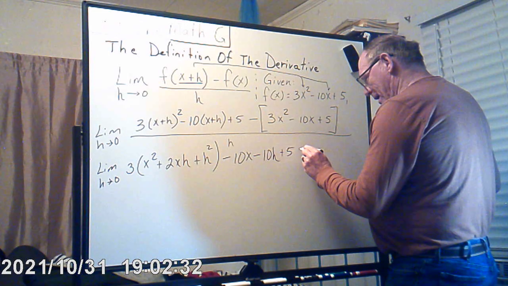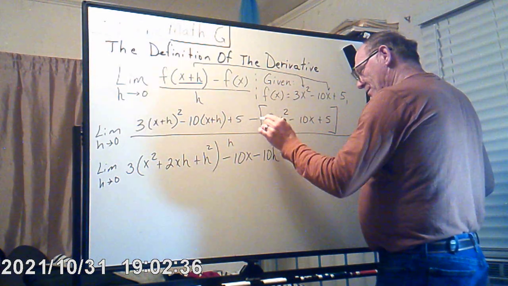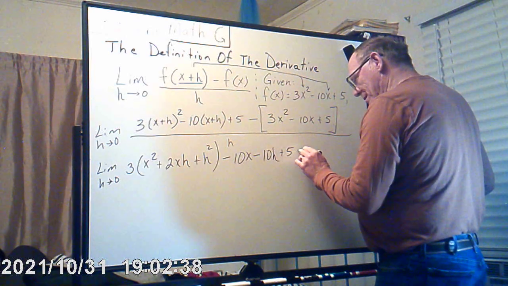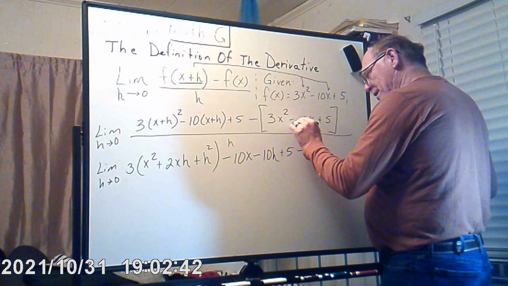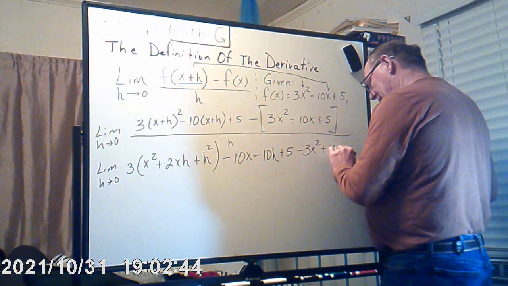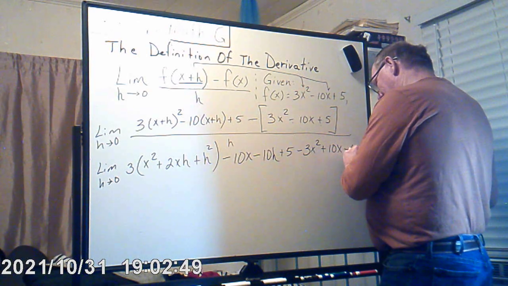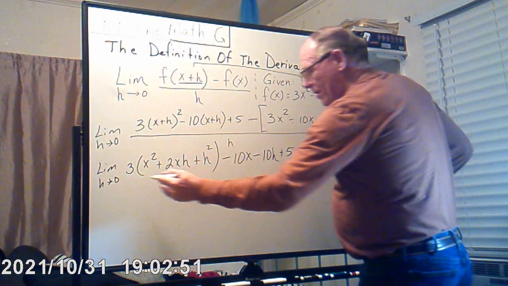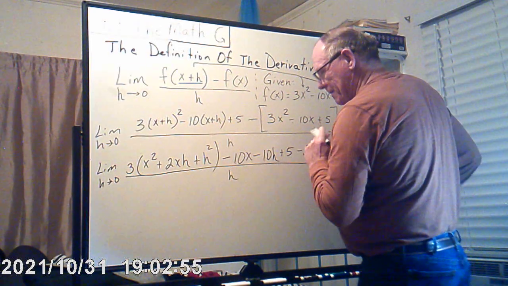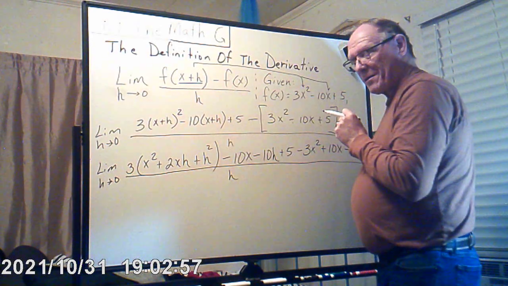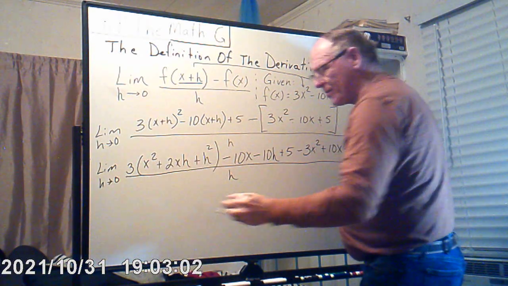Whew, there's a lot here. So let's see, minus. Now we're going to distribute this minus with all 3 of these terms, so this is going to be minus 3x squared, minus a negative is plus 10x, and then minus a positive is minus 5, and all over h. Wow, that's a lot already, isn't it? Alright, now we have to distribute this.